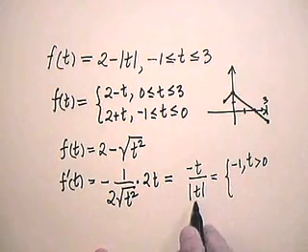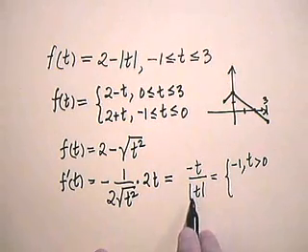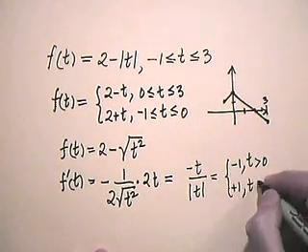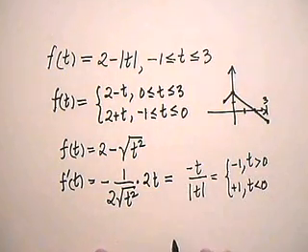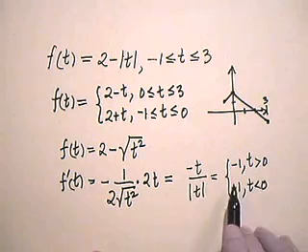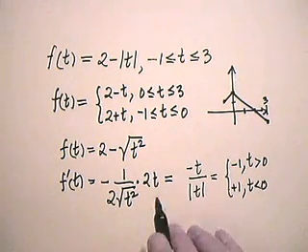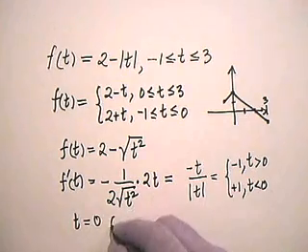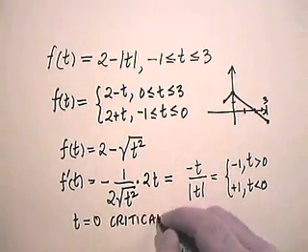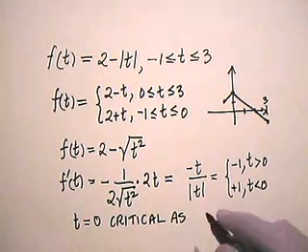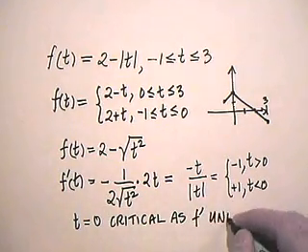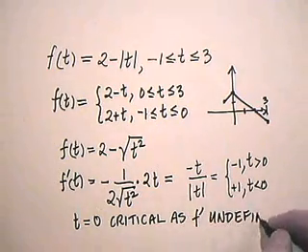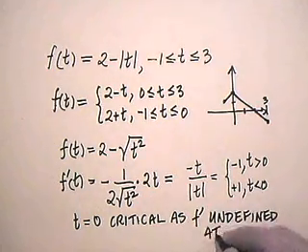If t is negative, absolute t is negative t over negative t, which is +1. And that's exactly what our picture shows. And so what we see here is that our derivative is undefined at t equals 0. T equals 0 is critical because f prime is undefined at t equals 0. Well, let's practice finding critical points and local extreme values for functions.